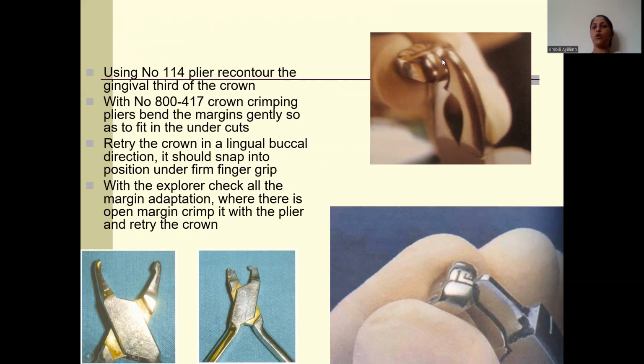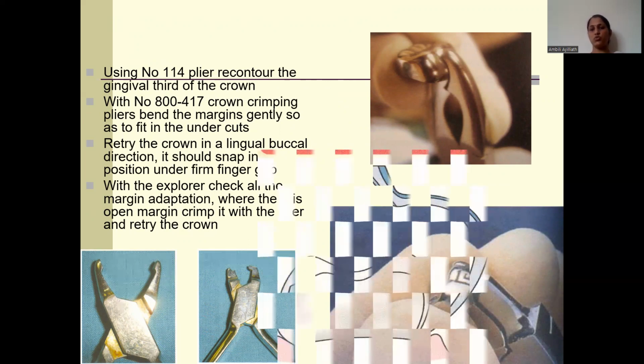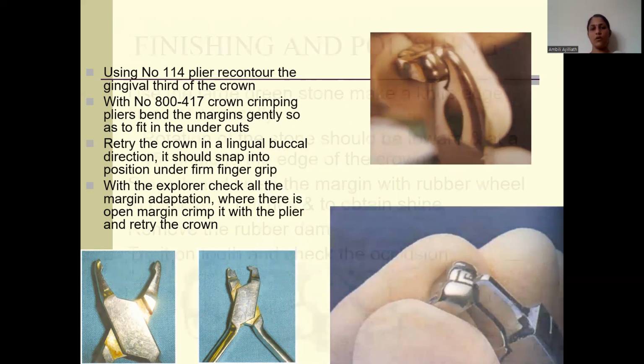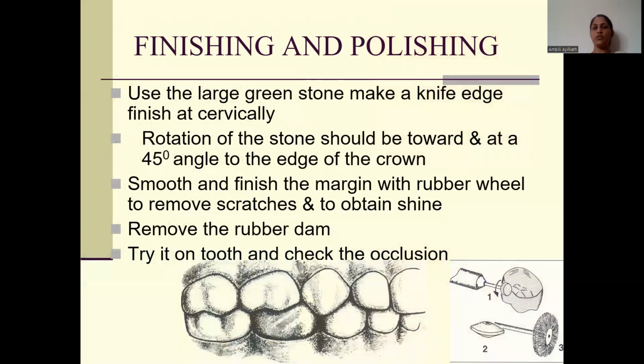For contouring, we normally use a ball and socket contouring plier, and it's done in the middle third. Crimping is done at the gingival third with a crimping plier. Crimping is usually done to adapt the crown to the gingival aspect of the tooth, so that leaching of the luting cement is prevented, and it also doesn't irritate the gingival tissues. Once everything is done, then finishing and polishing. Then remove the rubber dam and check the occlusion.